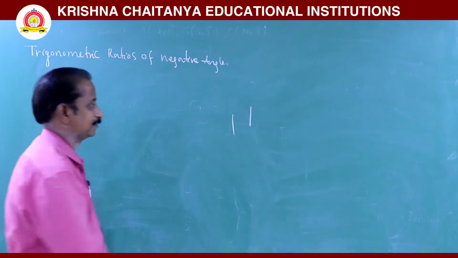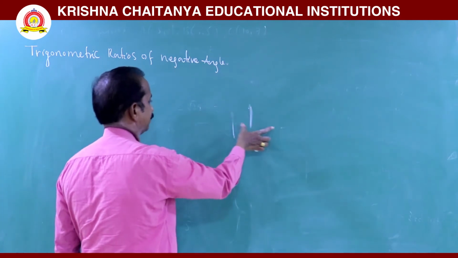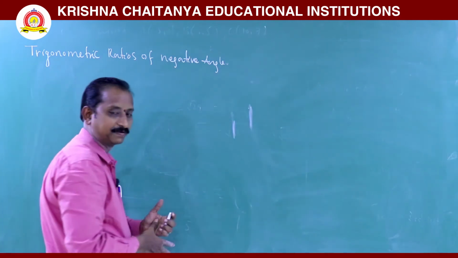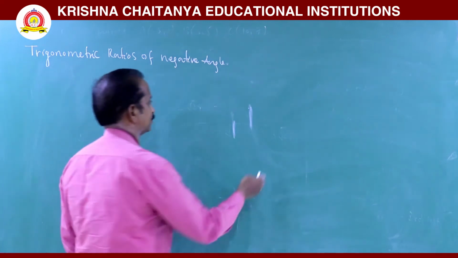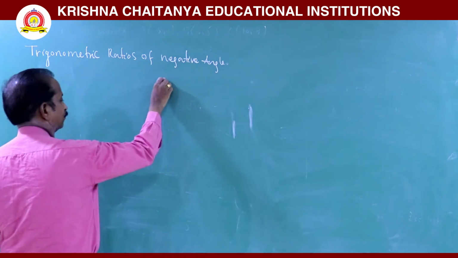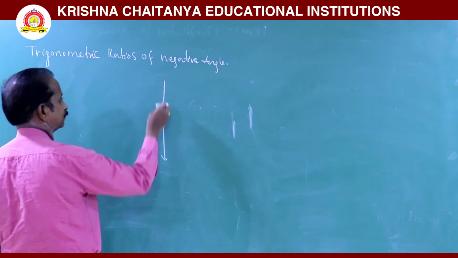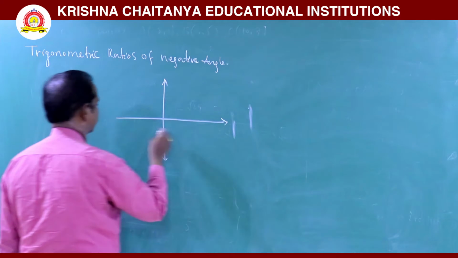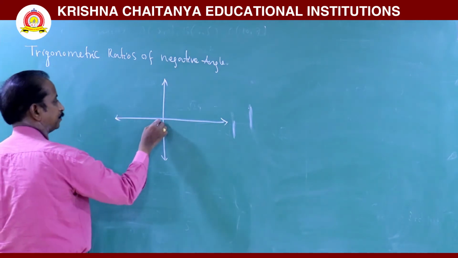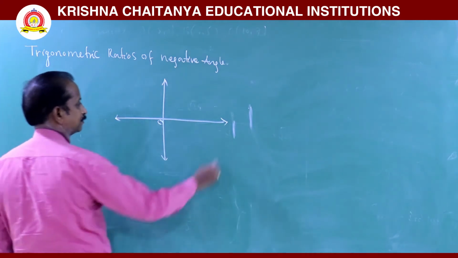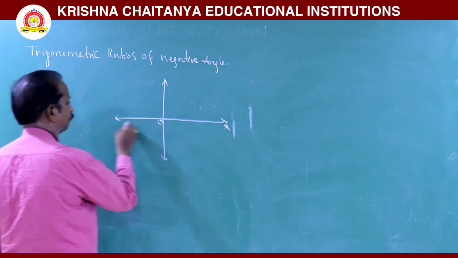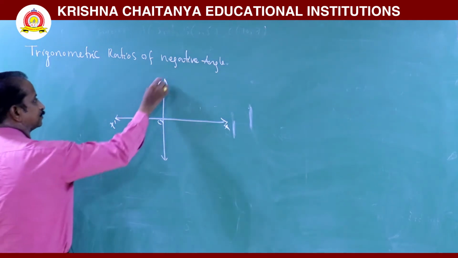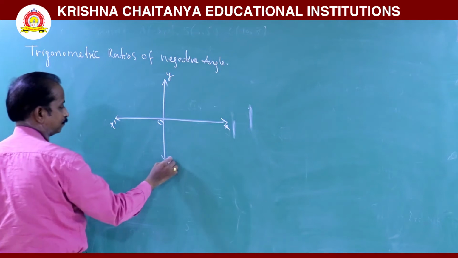Consider a rectangular Cartesian plane, means xy plane. So this is y axis, this is x axis. Their point of intersection is origin O. X O X dash, Y O Y dash.